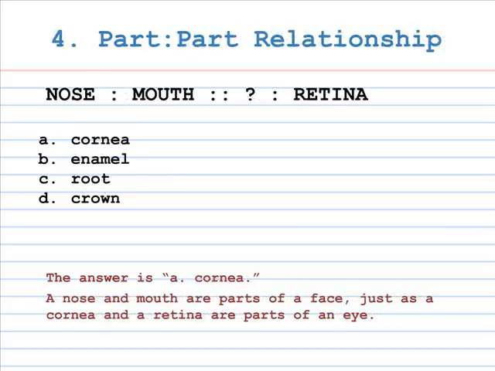4. Part is to part relationship. Nose is to mouth as: A, cornea; B, enamel; C, root; D, crown is to retina. The answer is A, cornea. A nose and mouth are parts of a face, just as a cornea and a retina are parts of eyes.